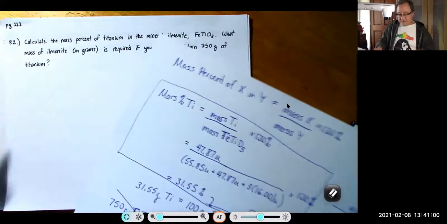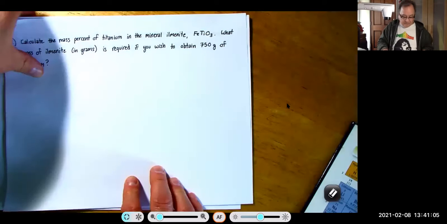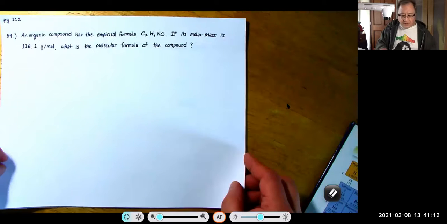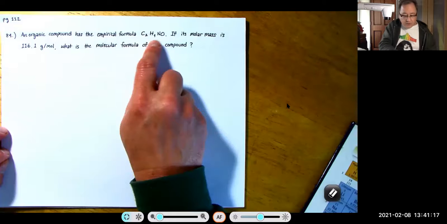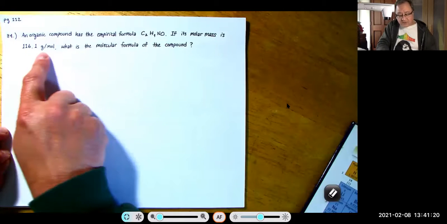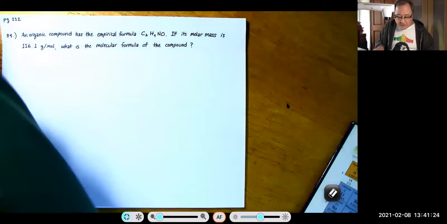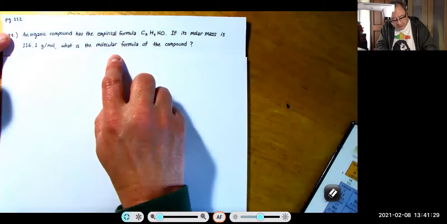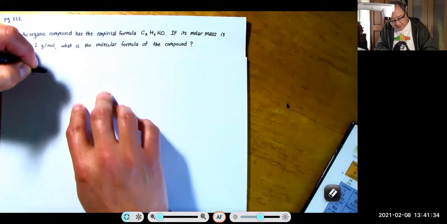Okay, we're going to go to this next problem. An organic compound has the empirical formula of C2H4NO. If its molar mass is 116 grams per mole, what is the molecular formula of the compound? So you need to know the difference between an empirical formula and molecular formula. So molecular formula, I'm just going to call MF, and that is the ratio of atoms.